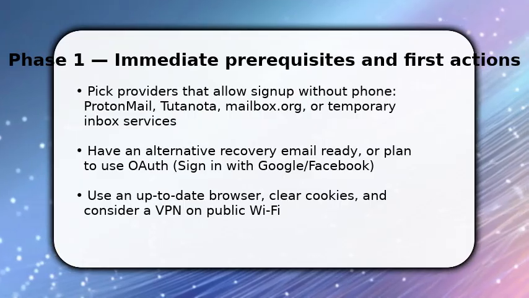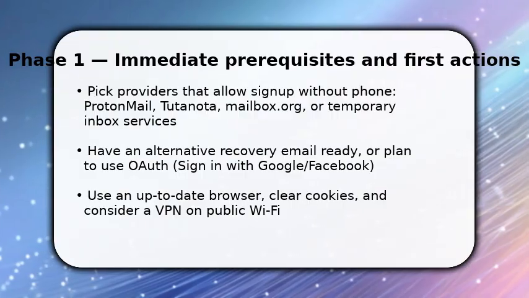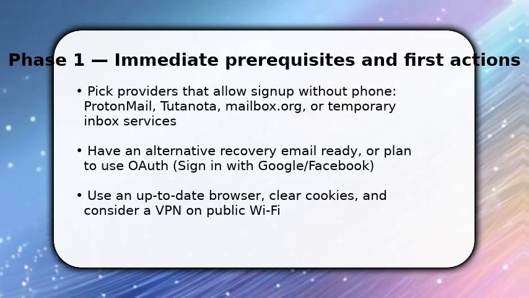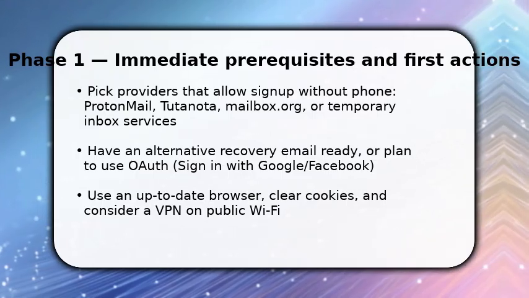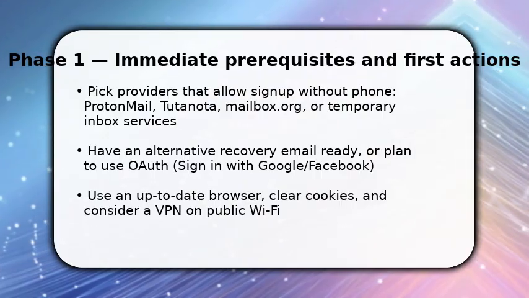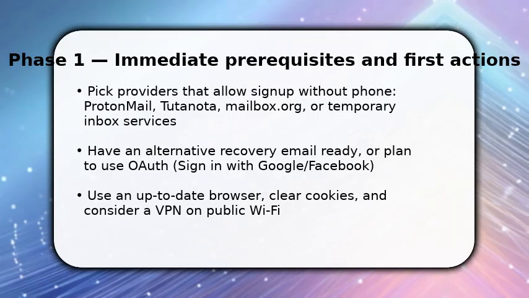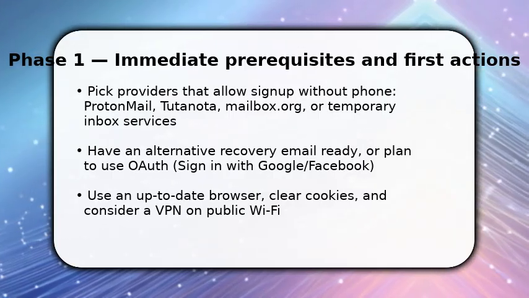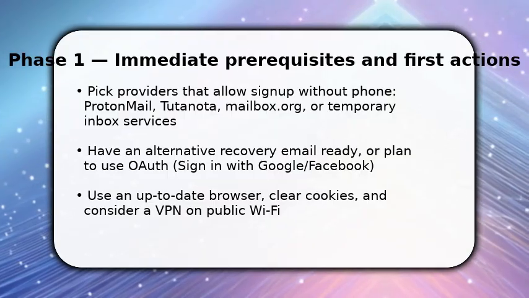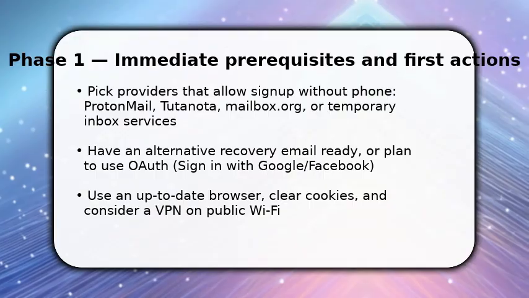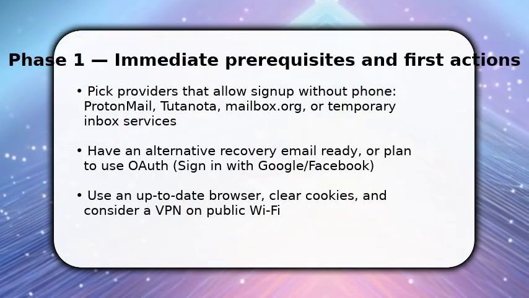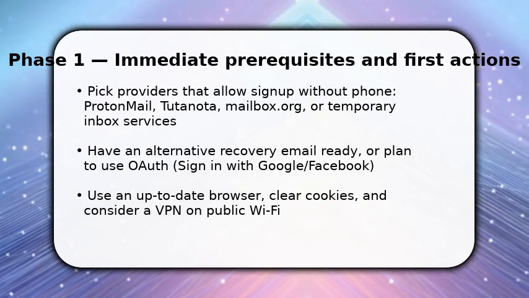You start by choosing a provider that does not force a phone number. Proton Mail and Tutanota often allow this. Once chosen, make sure you have an alternate recovery email ready or plan to use OAuth to avoid phone verification. You should also prepare your browser, clear cookies, and consider private mode or a VPN when on public networks. By handling these prerequisites now, you prevent interruptions and speed the process. Move on when your recovery email or OAuth account is available.